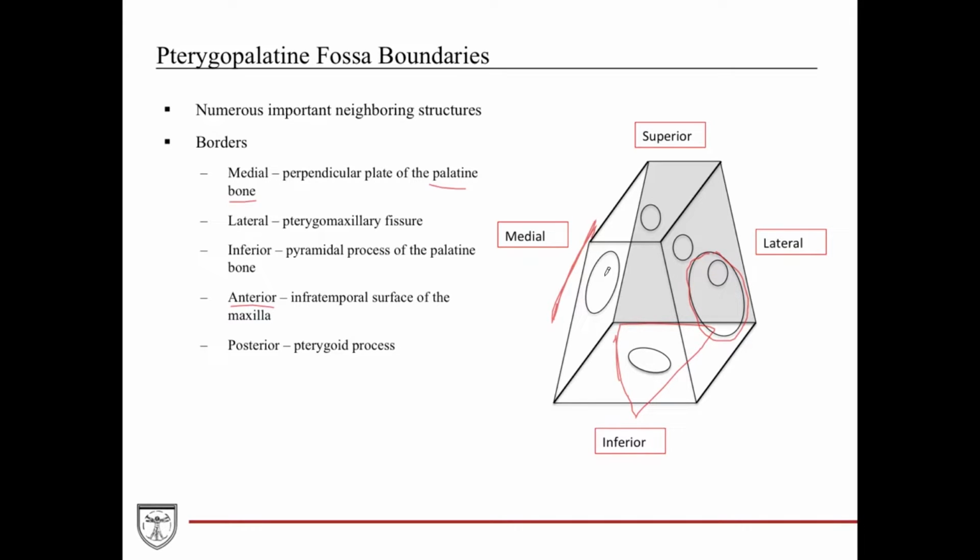So this is kind of what we're looking at. This window right here is the infratemporal surface of the maxilla, and then posteriorly you have the pterygoid process, this shaded area. And those are pretty much your bony walls. Again, maybe not too important when you're talking about this clinically, but just to orient yourself.